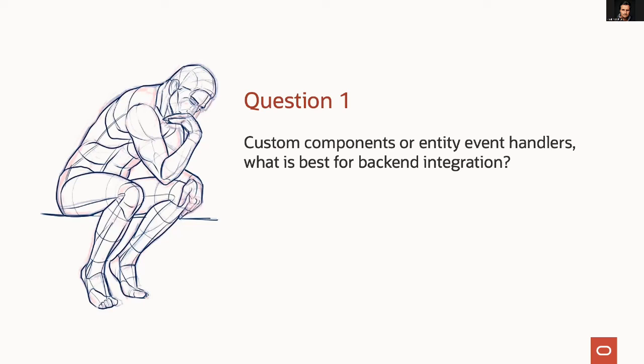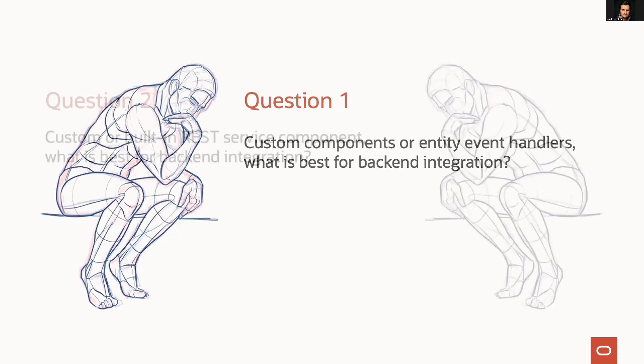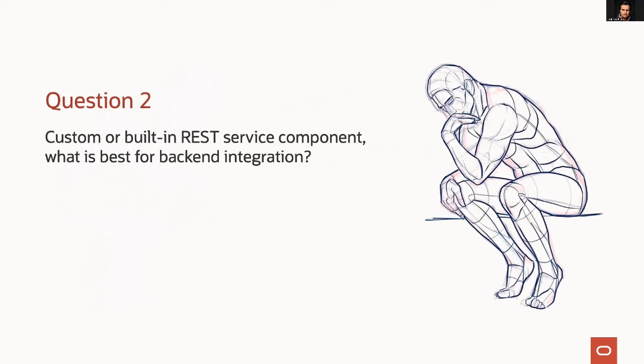So there's no clear yes or no for each of the approaches. It depends on where you need to have the REST call. Second, custom or built-in REST service component: which is best for backend integration? If you're in a dialog flow and you can use the REST service component, then go with that. The reason is that it's declaratively configured and doesn't need you to write anything, so you don't have to maintain any code. But if there is a more complex use case, like two or three REST API calls that you need to do, then the custom component might be your choice.